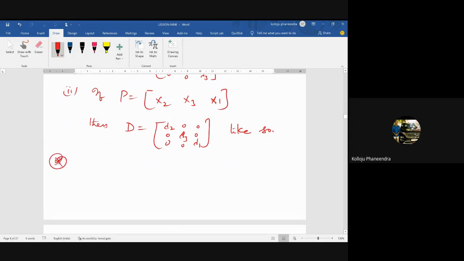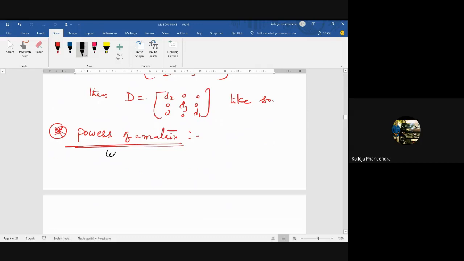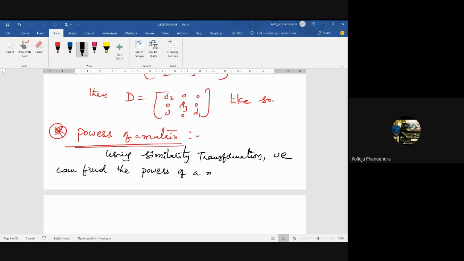And one more point: what is the use of this similarity? Another use of similarity transformation is that I can find powers of a matrix. Powers of a matrix means, if matrix A is given, A square, A cube, A power 10, like that. Using similarity transformation, we can find the powers of a matrix A.